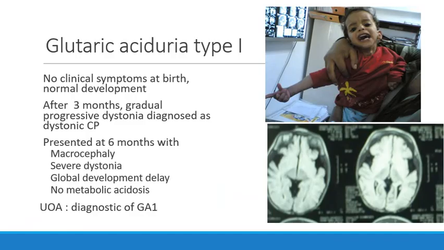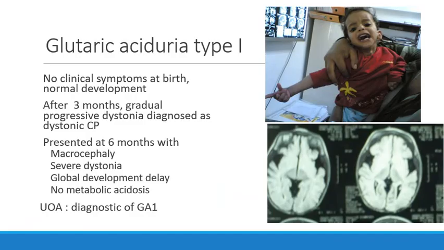She presented to us at the age of 6 months with macrocephaly, severe dystonia, as you see, so she was severely dystonic, with global developmental delay, and no metabolic acidosis. And this is her brain MRI, again demonstrating this wide-shaped Sylvian fissure.